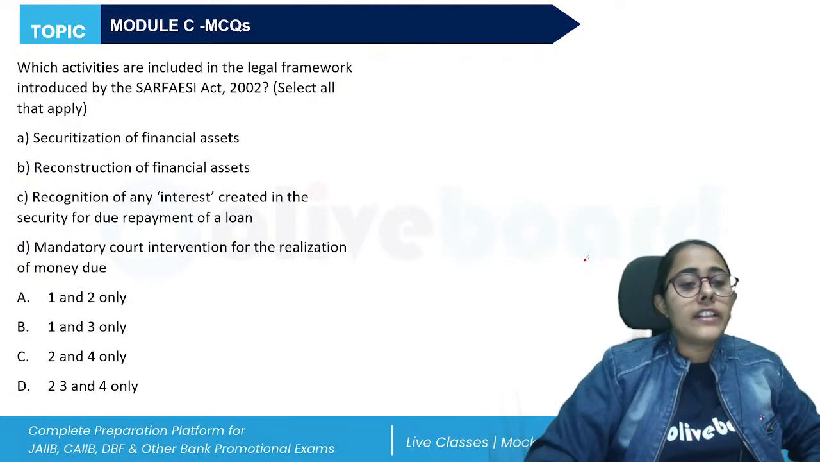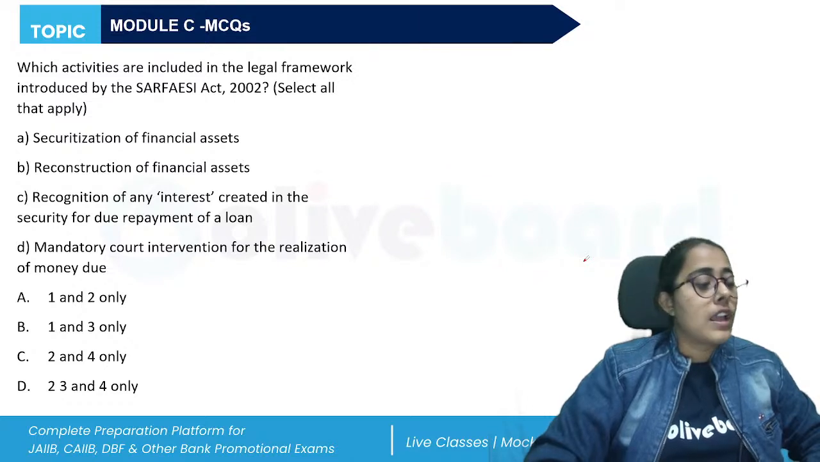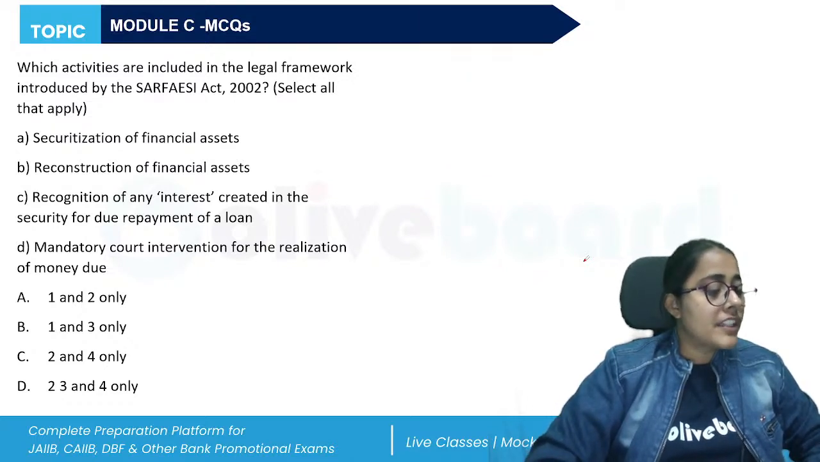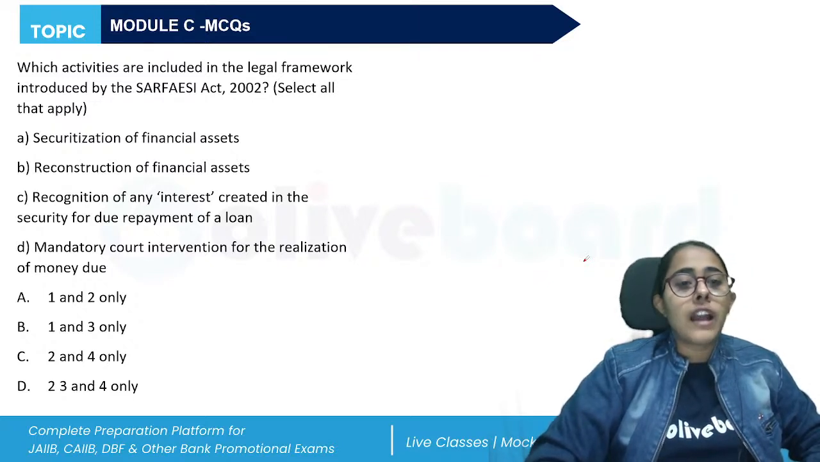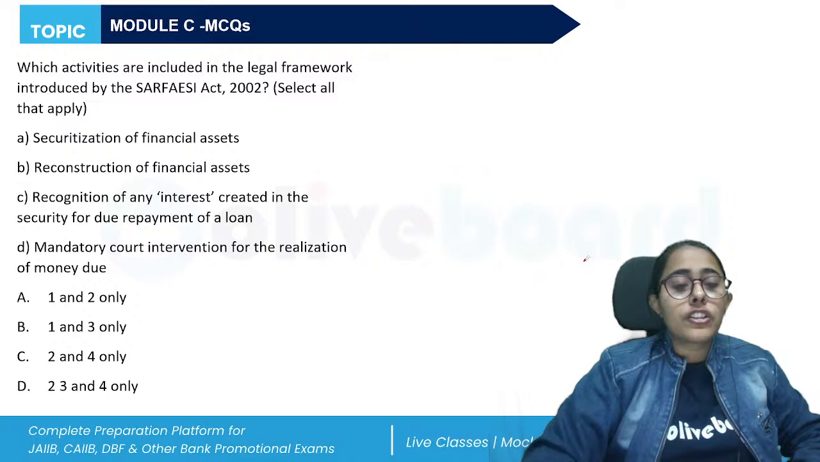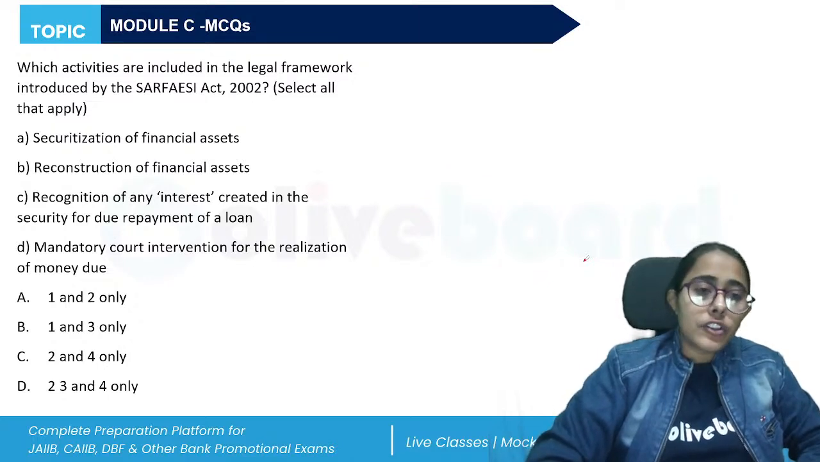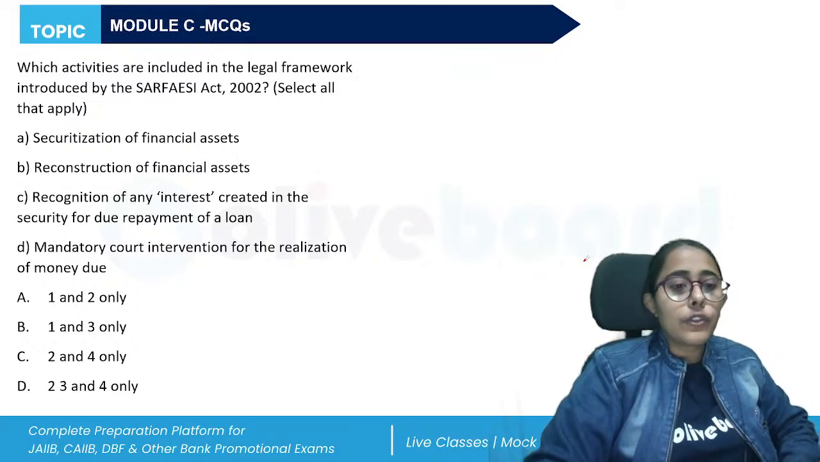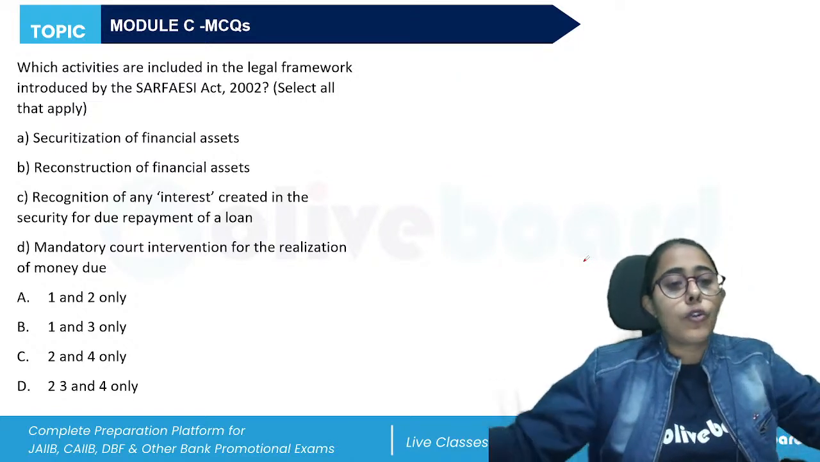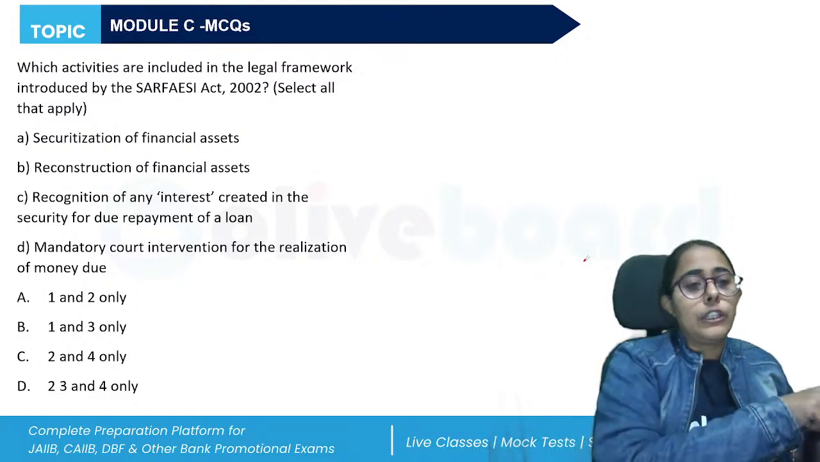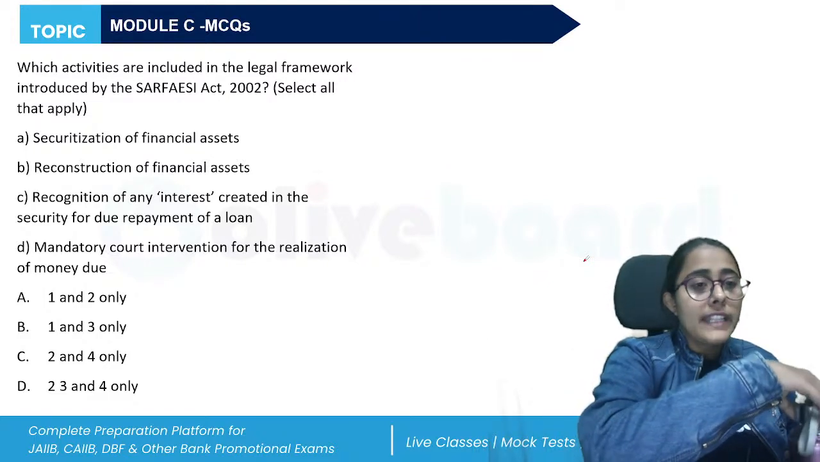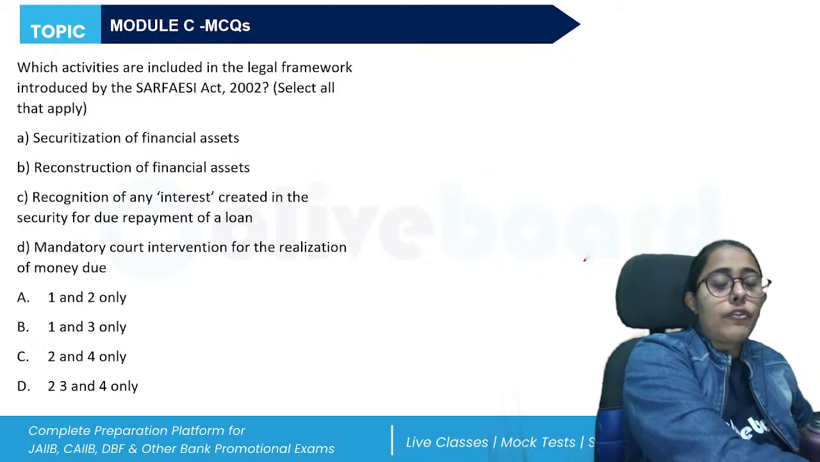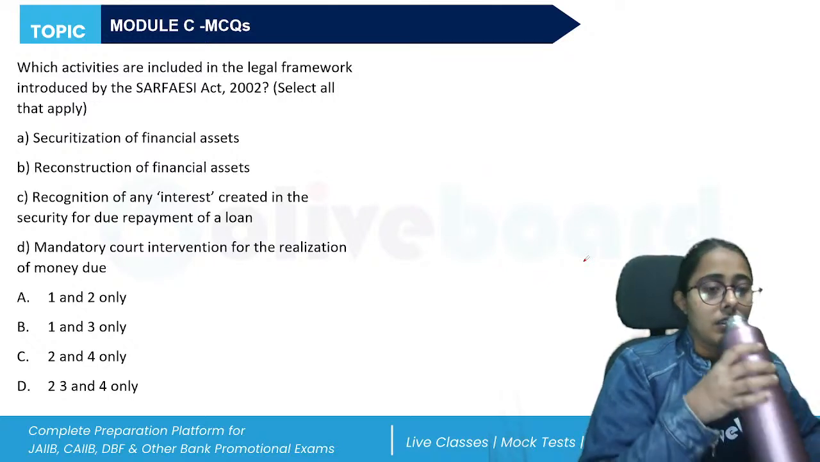Next, which activities are included in the legal framework introduced by the SARFAESI Act of 2002? SARFAESI Act, again very important; in the previous session more than one question was asked from the SARFAESI Act. So which of the following are included? The securitization of financial assets, the reconstruction of financial assets, recognition of any interest that is created in the security for due repayment of a loan, or mandatory court intervention for the realization of money due. I'm giving you 10 seconds to answer this question. Which of the following are included in the legal framework?